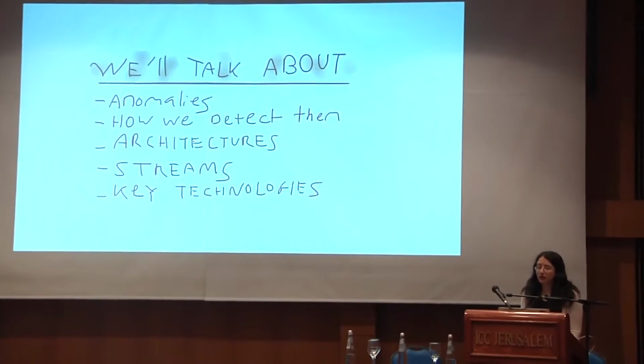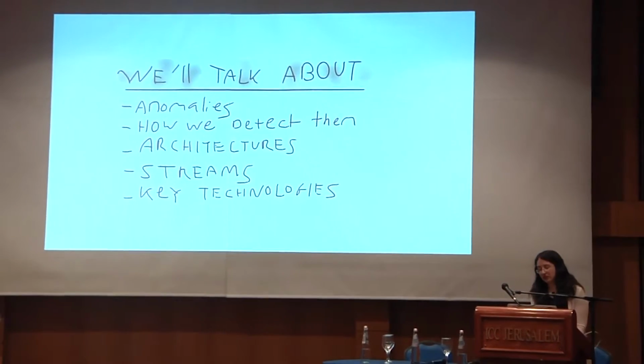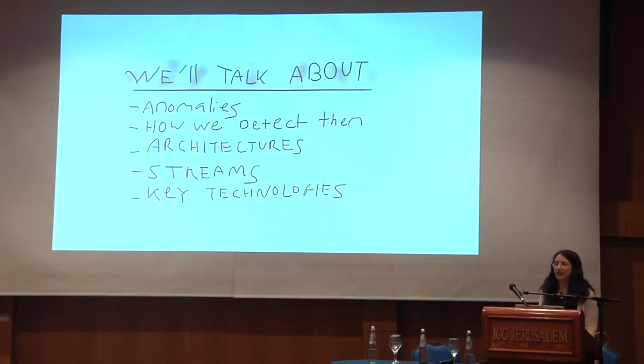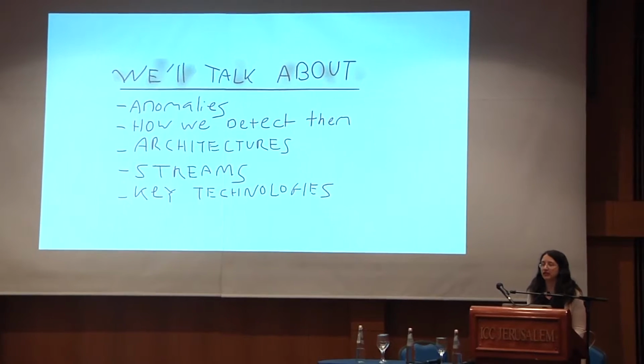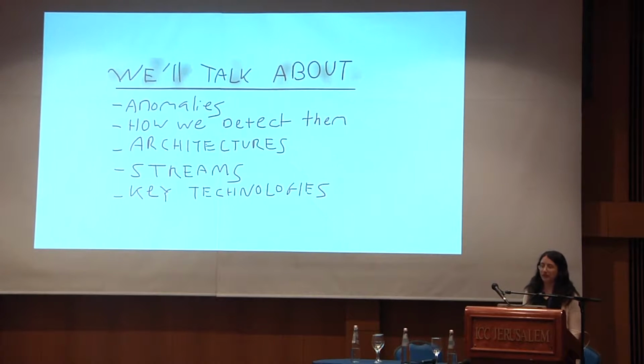We're going to talk about anomalies and how we detect anomalies and the architectures that we build to detect anomalies. And because my architecture is highly streams-based, I'm going to talk a bit in general about streams and the technologies we use to build them.